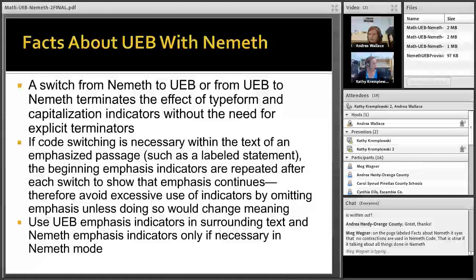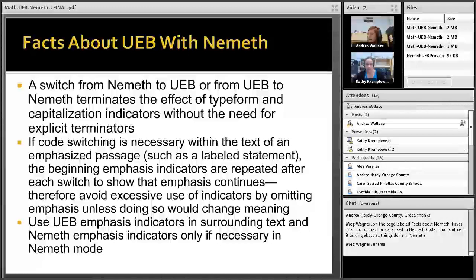I'm confused by that, because it would have to be untrue. We have to indicate when there's a contracted word. Even if you're in Nemeth mode, you'd only have one word that would be contracted in there. Otherwise, in Nemeth mode, you wouldn't have words in there. Right. Okay, I see what you're saying. Thanks, Meg, for clarifying more too.